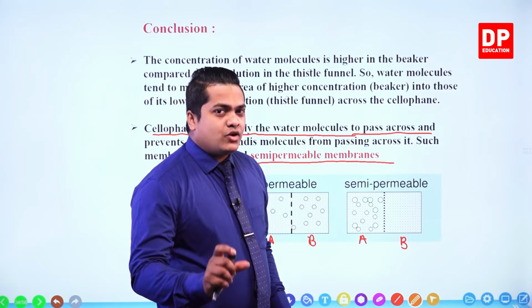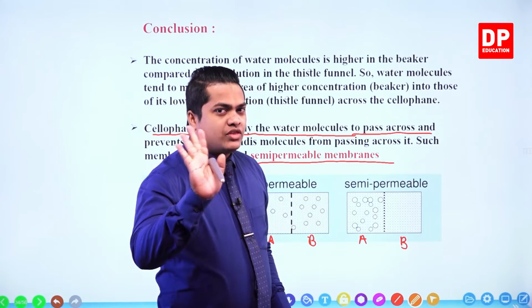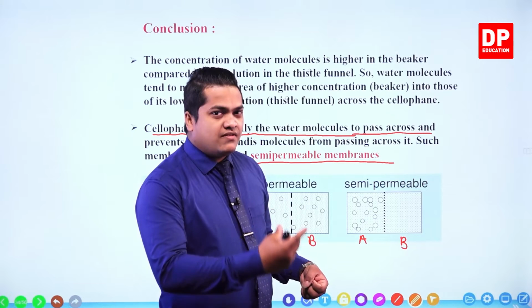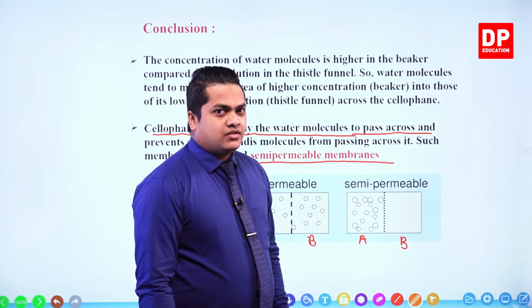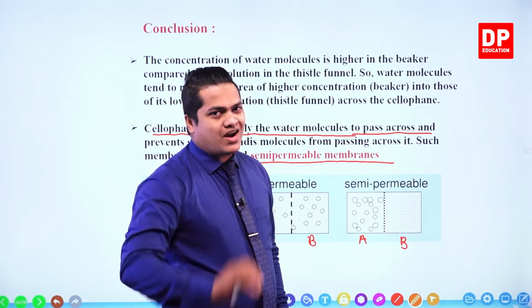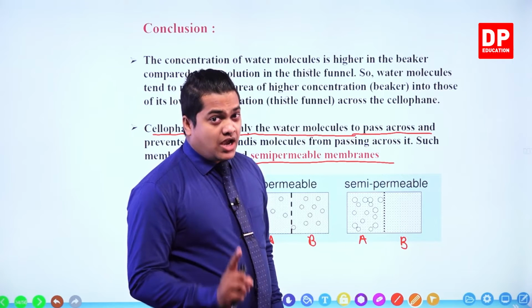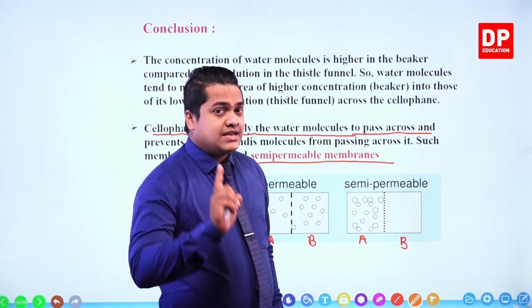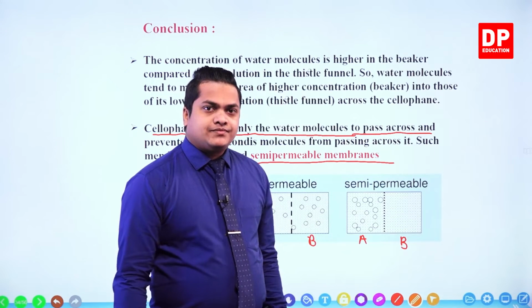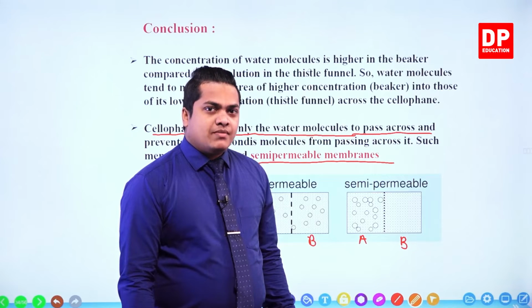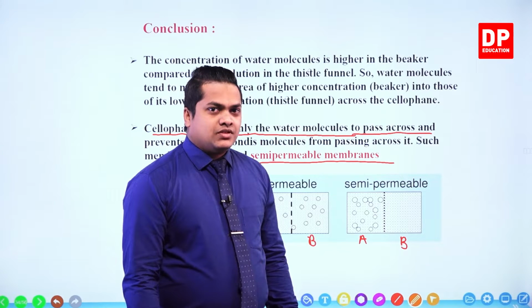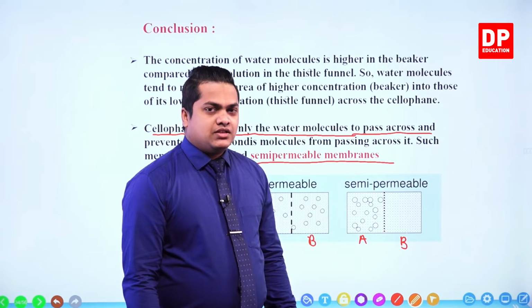It allows only smaller particles to pass, but not the larger ones. Larger particles remain within the sifter. Smaller ones come out. So only selected particles can travel through it, but not all the particles. Such kinds of membranes are called semi-permeable membranes. Only selected ones can travel.